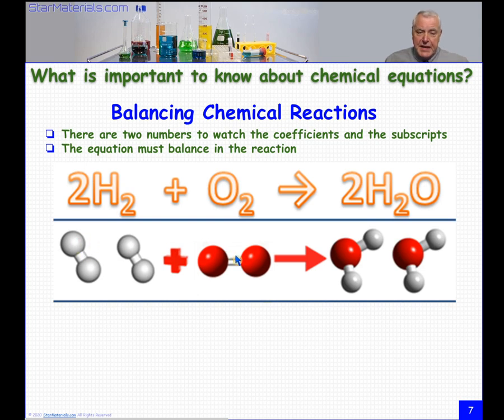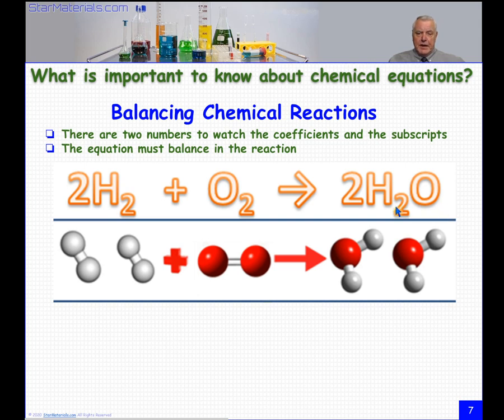In order to make this balance, each one of these oxygens needs 2 hydrogen. So let's look at the numbers. 2 oxygen, 2 oxygen. 2 molecules, each one containing, remember, if there's no subscript, the subscript is 1.